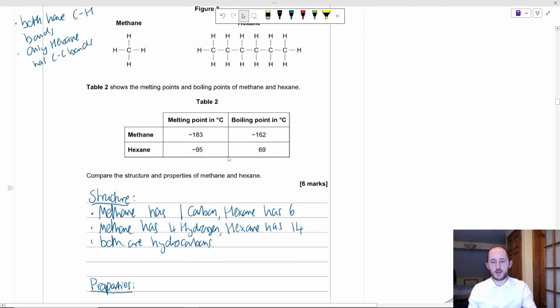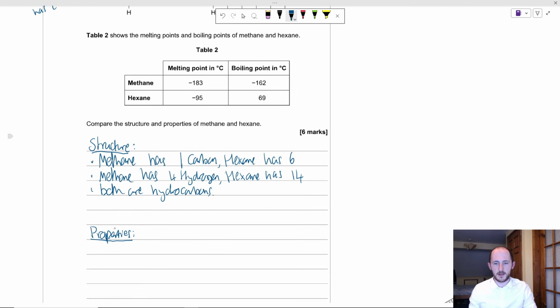Either way, properties, let's just compare them. Well, first of all, you can say hexane has a higher melting point, or you could say methane has a lower melting point. Potato, potato. Guess what else I can say? Hexane has a higher boiling point.